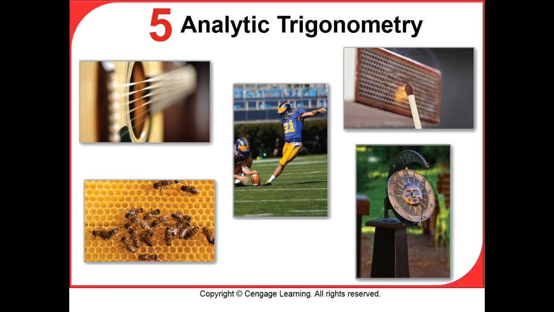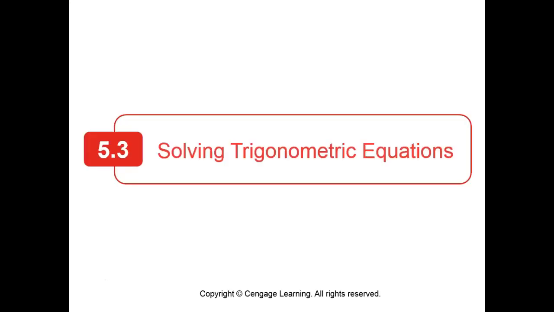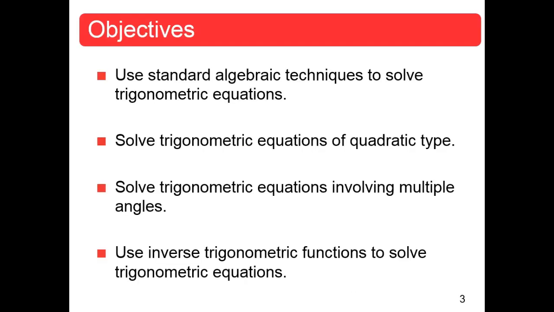All right. If not, let's get started and continue in Chapter 5, Analytic Trigonometry. 5.3 is solving trigonometric equations. And if you thought that whole mess about trig identities was just a good fun exercise to do, no, you are going to need to reduce expressions into simpler forms so that we can solve trig equations. That's the whole purpose. So here we'll use standard algebraic techniques.